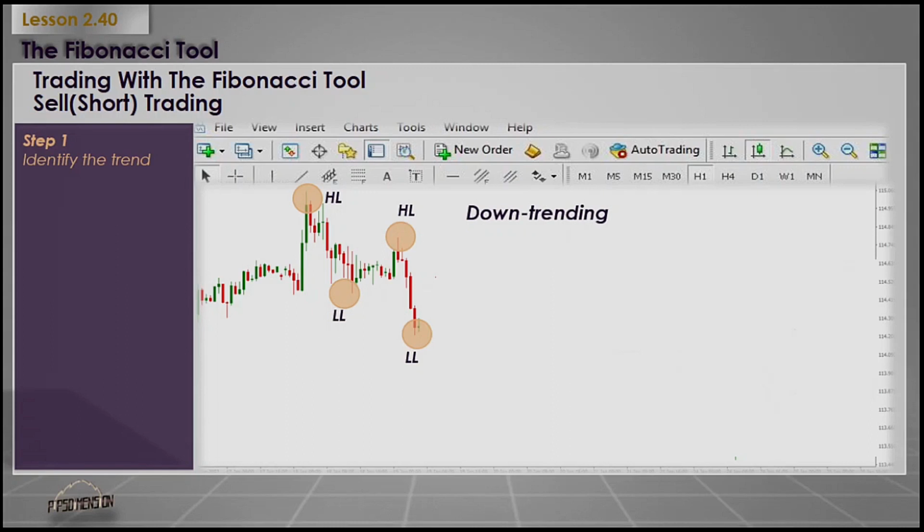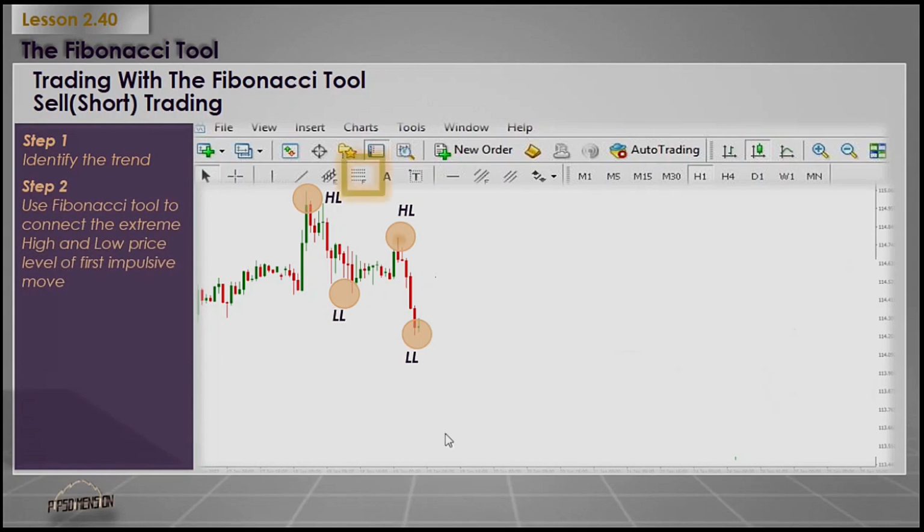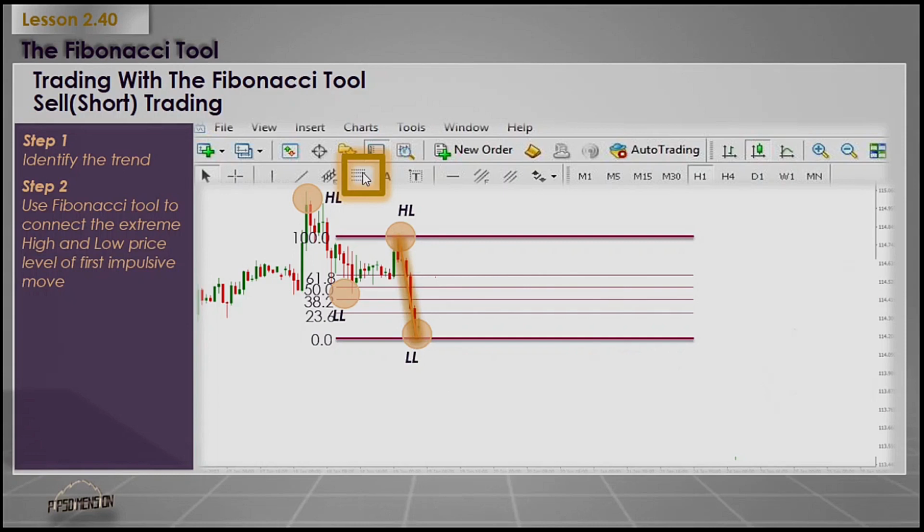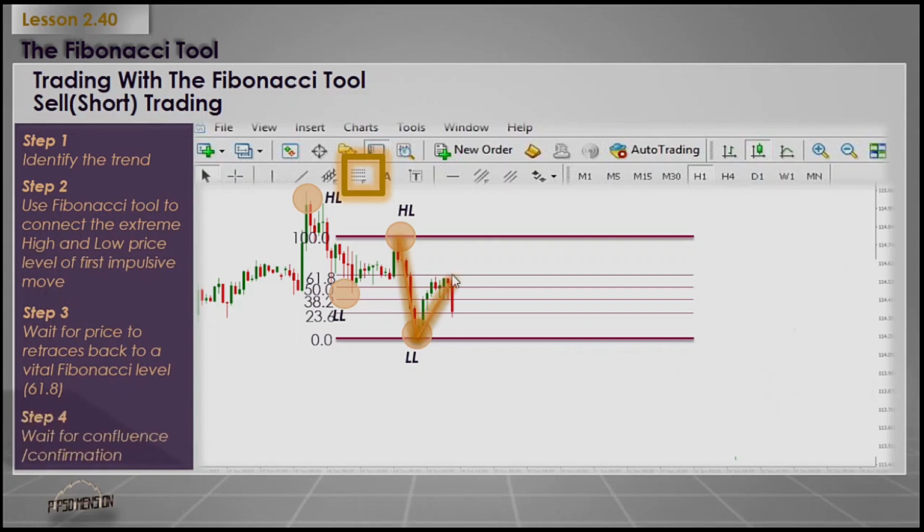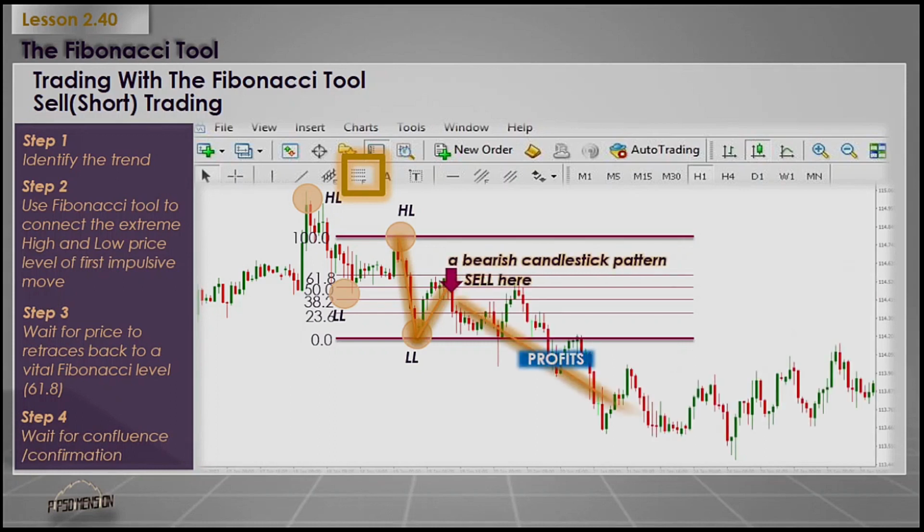Step 2, we connect the high point and the low point of the first impulsive move. Next, you wait for price retracement back to the vital Fibonacci level, and you enter a sell trade after you see the formation of a bearish candlestick pattern. You can see here an evening star followed by another bearish candle. Yes, this is the right point to make the sell order. And this was a profitable sell trade with the Fibonacci tool.